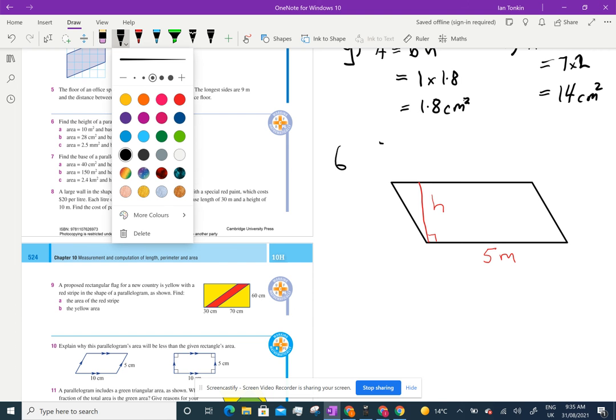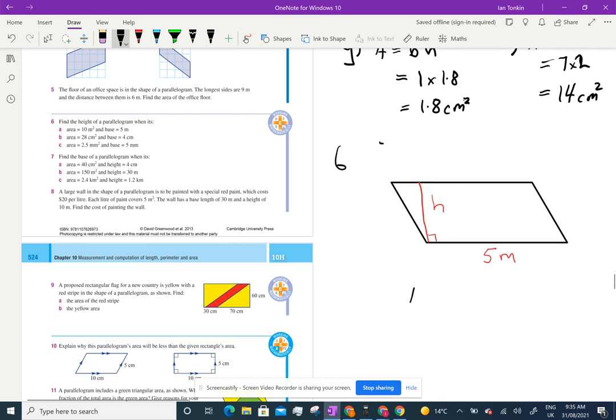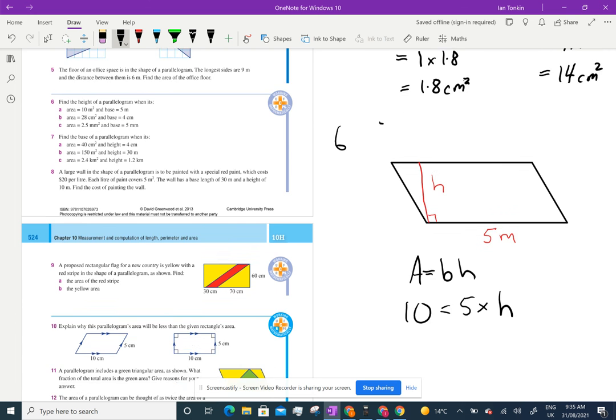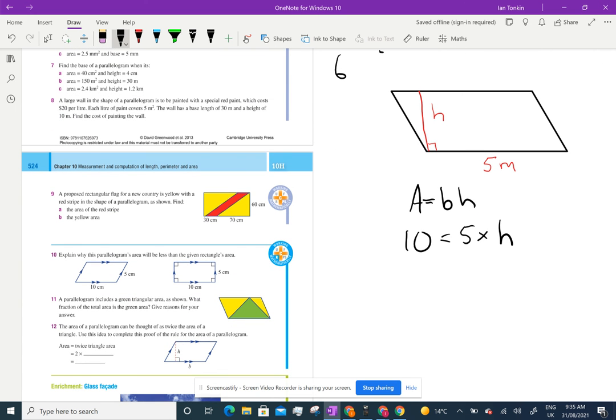So I'm just going to go, area equals base times height. So 10 equals 5 times h. I wonder what number I times by 5 to get 10. And if you're good, you go, oh, h is equal to 2 because 2 5s are 10. There is another tricky way to do it, but we haven't done equations yet, so we're not going to go there.